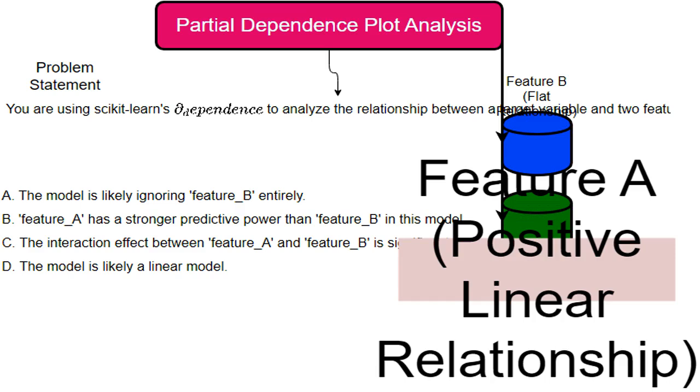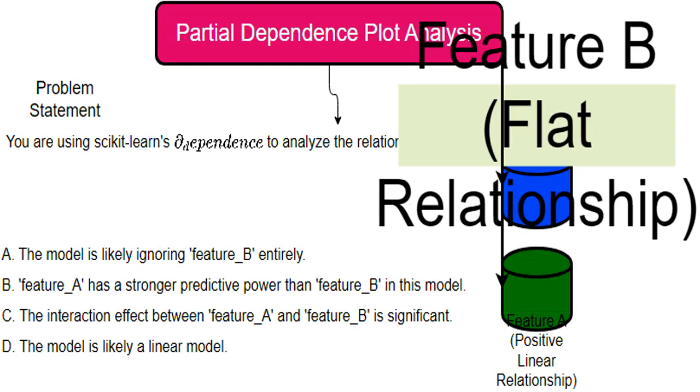The PDP for feature A shows a straight upward sloping line. This means that as feature A increases, the model predicts a higher target variable. It's a pretty clear and direct relationship. More A, more target. Think of it as a simple recipe. The more of ingredient A you add, the spicier the dish gets.